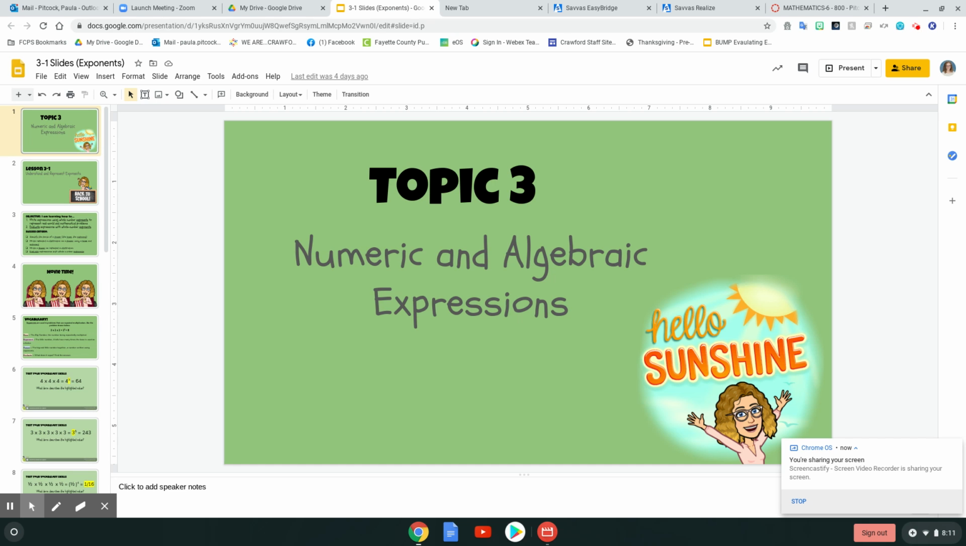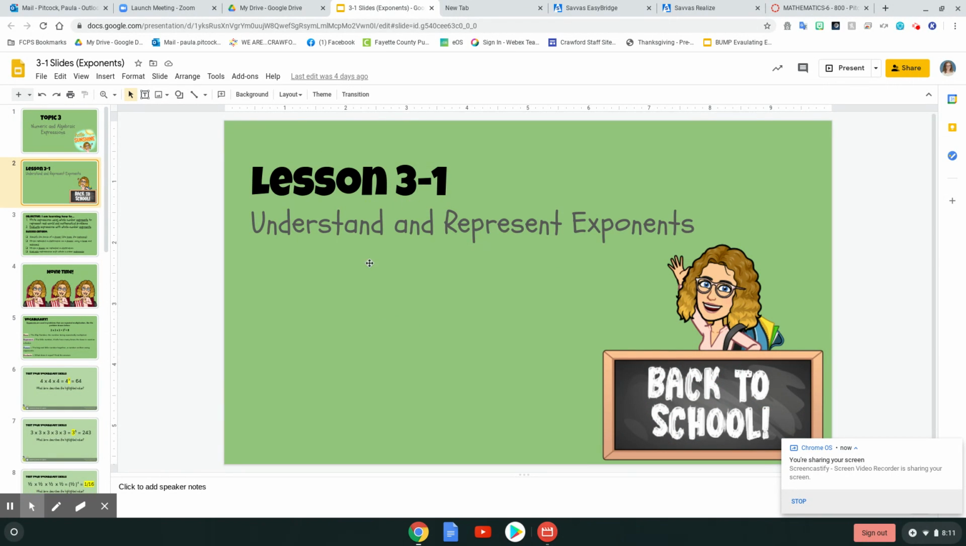Hi, guys. Today we are going to start a brand new chapter. It's going to be topic 3, and this one is over numeric, which means numbers, and algebraic, algebra, letters, expressions. So we're going to be dealing with expressions, math problems that deal with numbers, and also ones that deal with algebra. The first section we're going to be talking about is understanding and representing exponents.